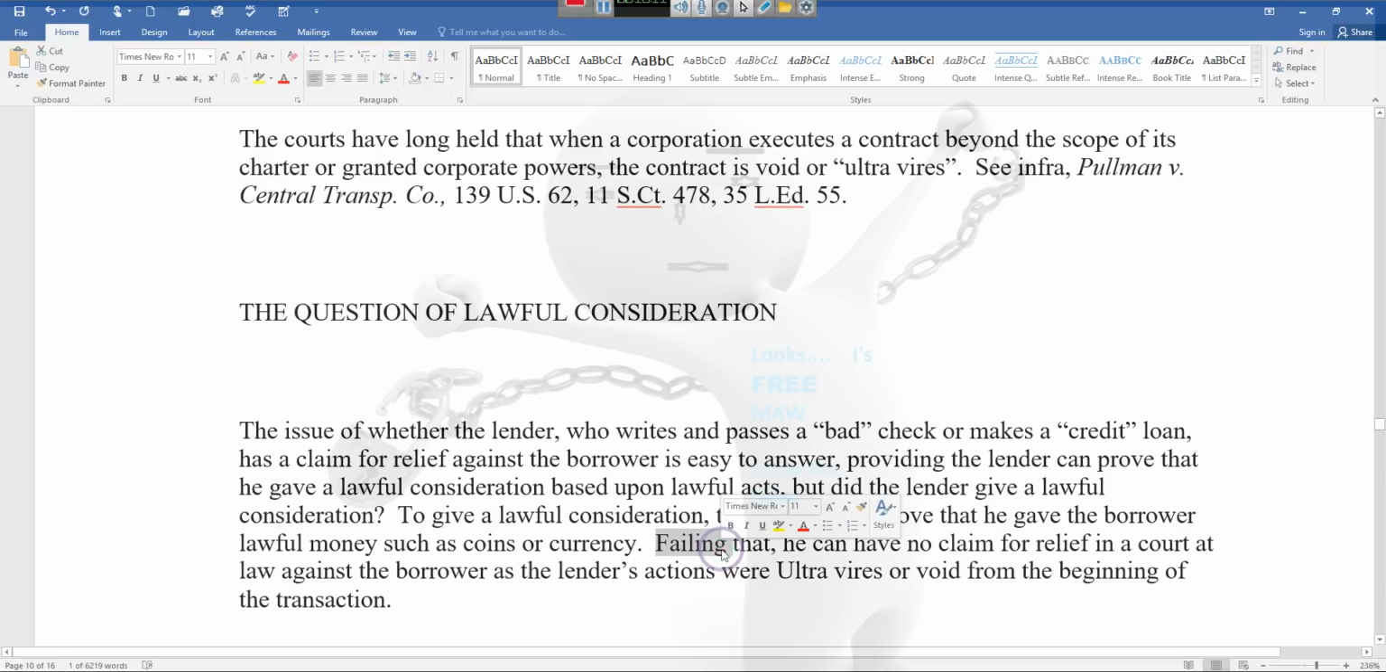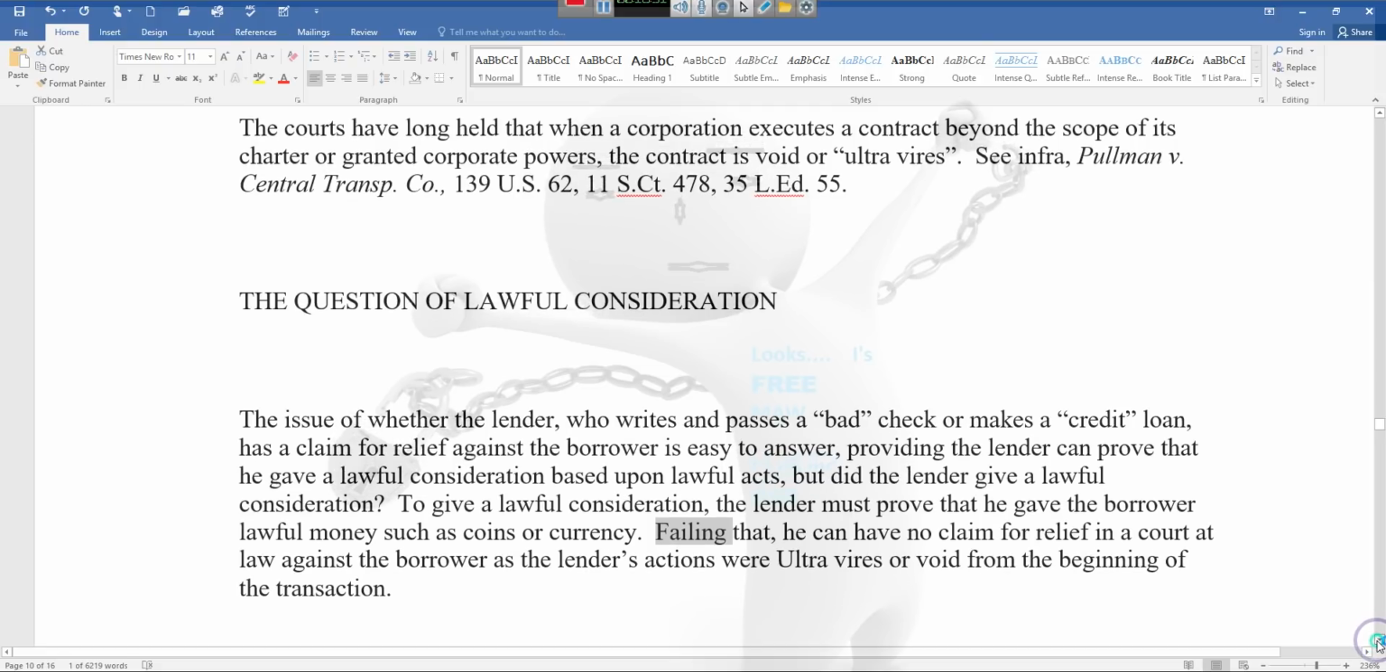See, ladies and gentlemen, I can lend you a coat. I can say, I'm going to lend you my coat in exchange for you giving me this. The bank can do the same thing. People say the bank can't loan their own credit. You're absolutely right, the banks can't loan their own credit. But they came up with other acts, such as the 21st Century Banking Act, that allow them to do stupid things. Failing that, he can have no claim of relief in a court at law against the borrower, as the lender's actions are ultra vires and void from the beginning of the transaction.